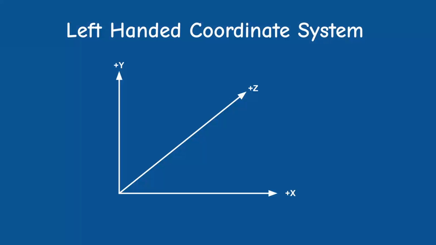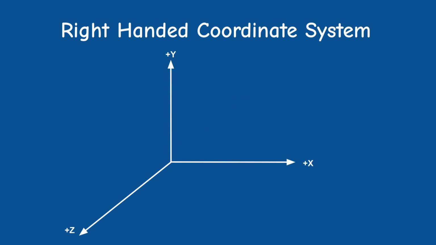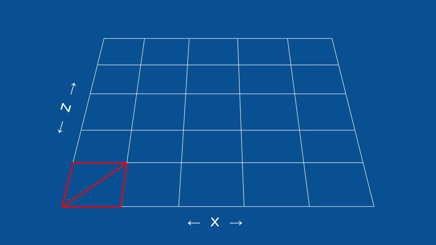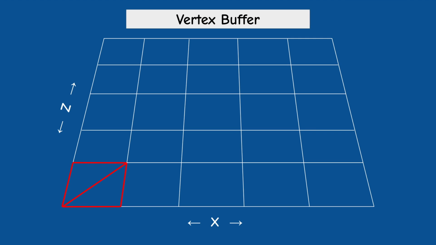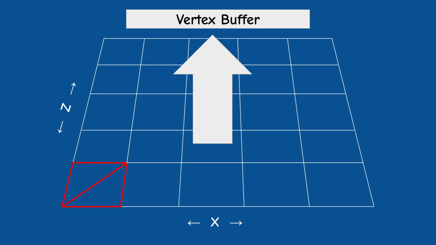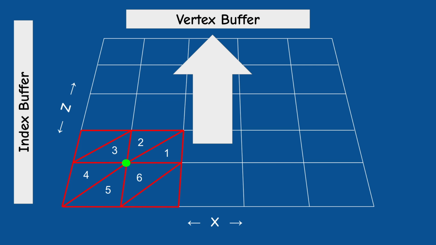I'm using a left-handed coordinate system, but with minor tweaks you should be able to change this into a right-handed system. Each quad in this grid is divided into two triangles, and the entire structure will be maintained in its own vertex buffer. Since most of the vertices are shared between 6 triangles, we will also use an index buffer in order to avoid vertex duplication.